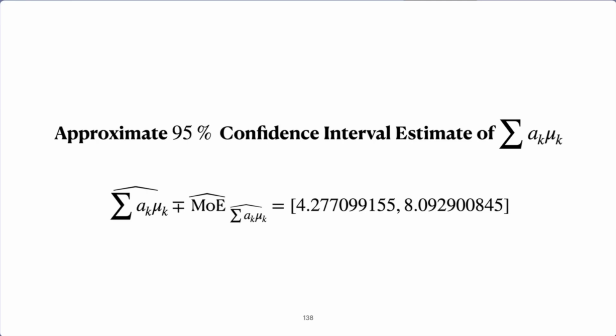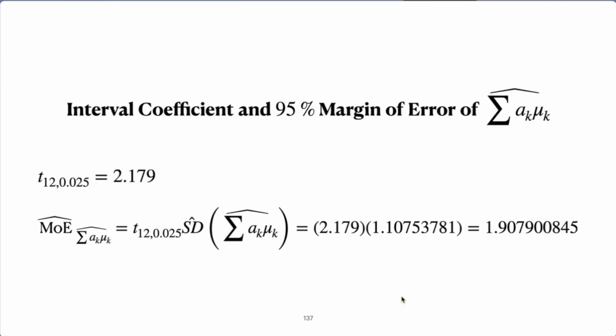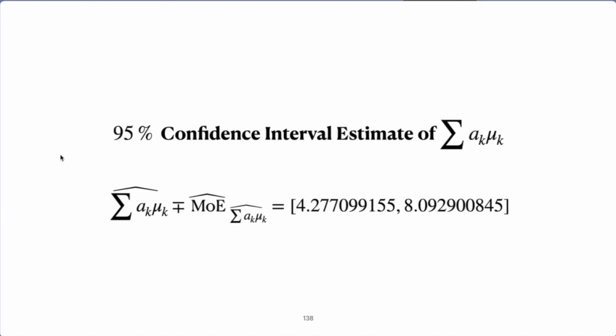Once we have the point estimate and the estimated margin of error, we can come up with the 95% confidence interval estimate for that contrast. I had the word approximate here, and I should not have that, so let me take that out. I'm not going to call it an approximate confidence interval because we know the true value of the interval coefficient. I reserve the word approximate for situations where we have to approximate the interval coefficient.